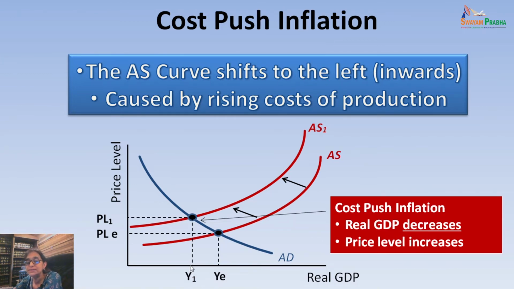So what do you think this will do? Cost push inflation is definitely less desirable, or needs to be controlled more than demand pull inflation, because it is putting pressure on our price level in the form of increased prices, but it is also reducing the level of real GDP, which would translate into a lower level of employment. So that is the impact of cost push inflation.